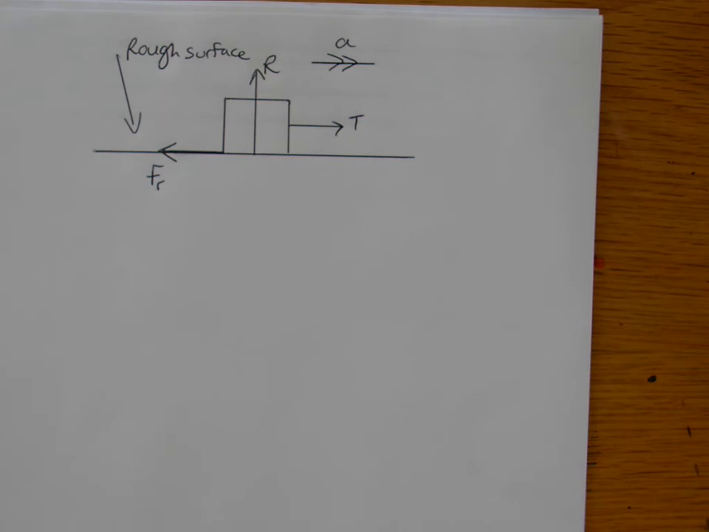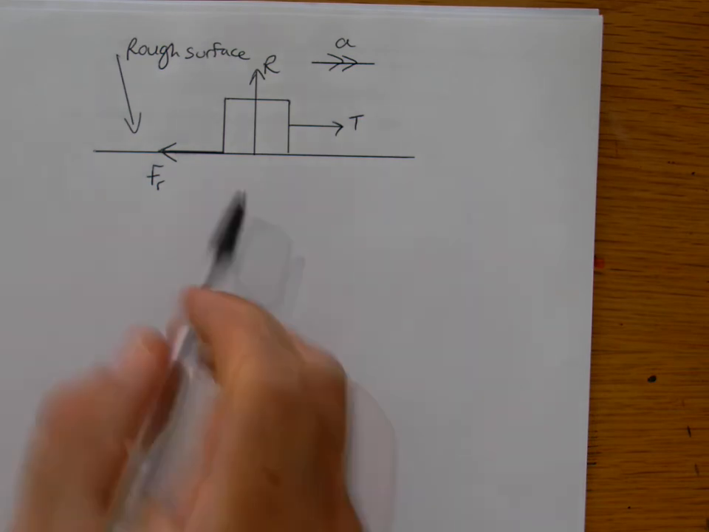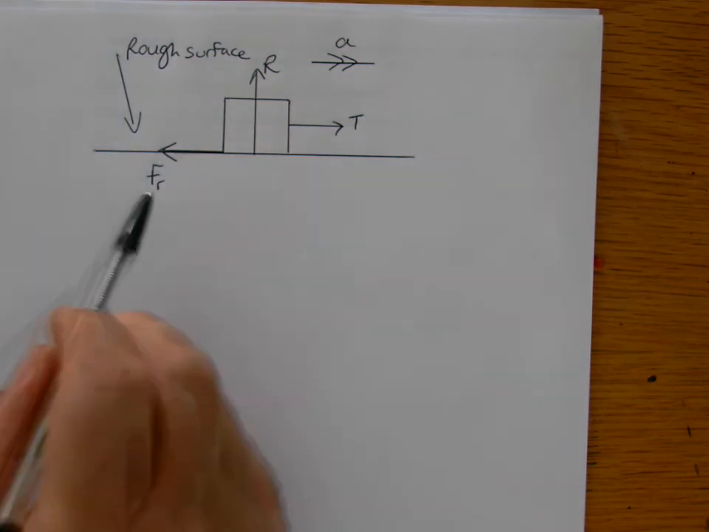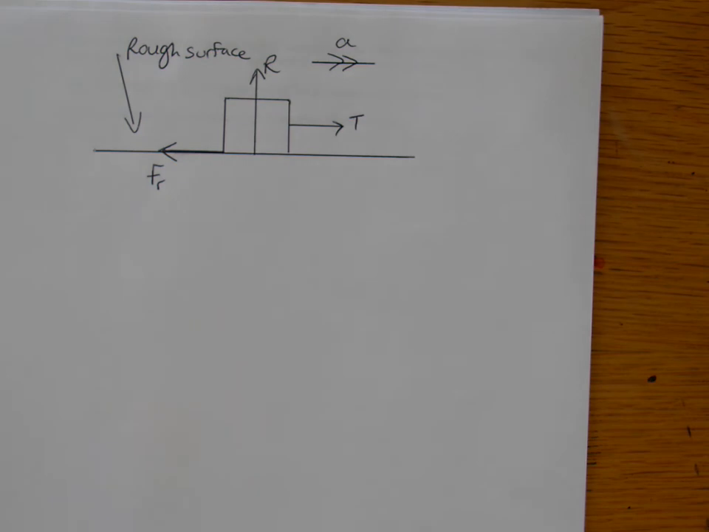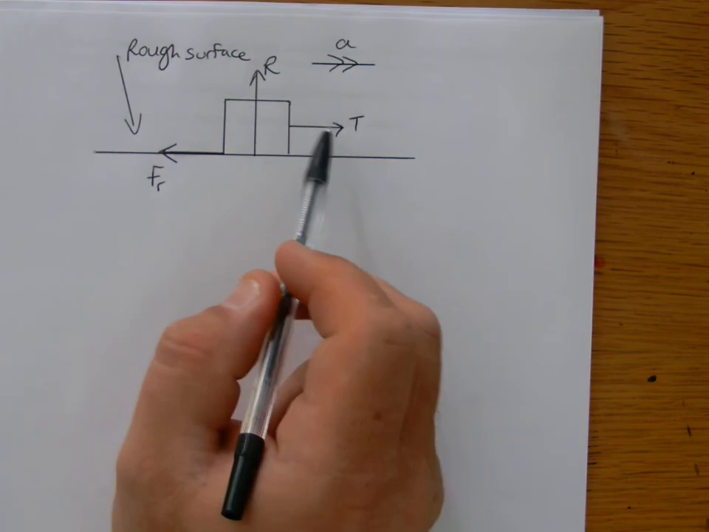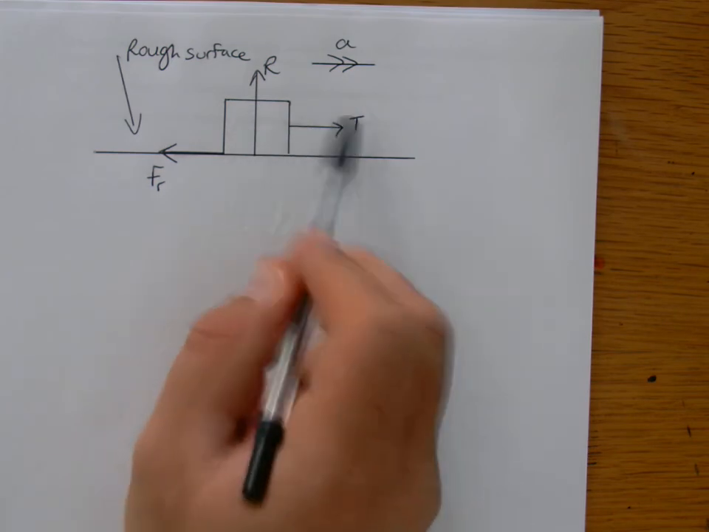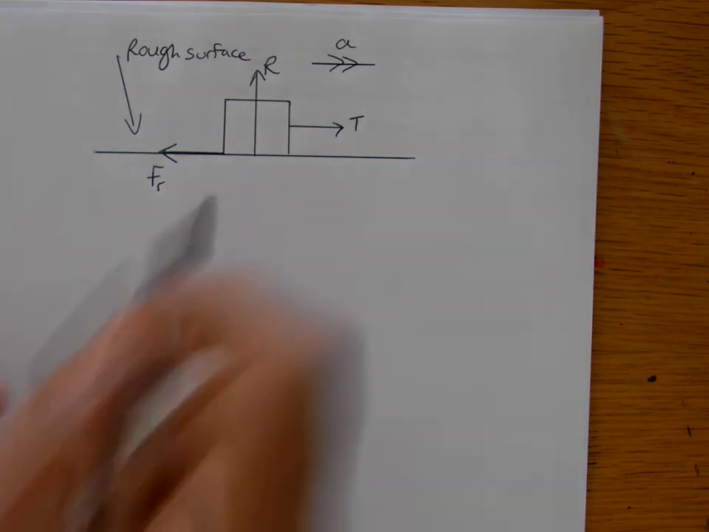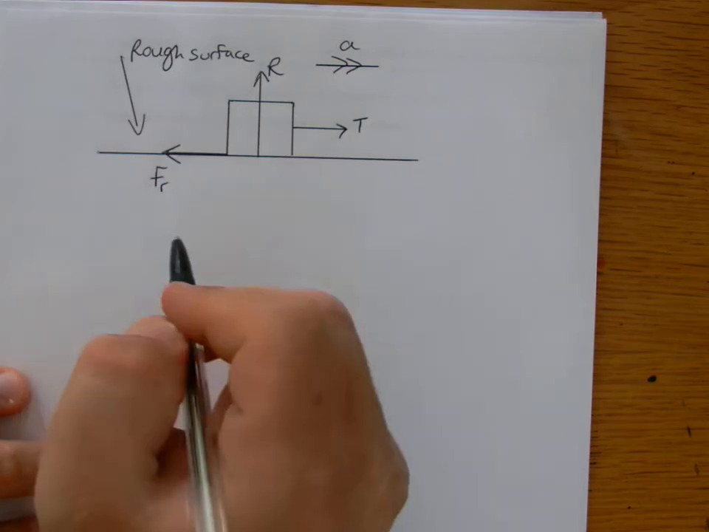But there will come a point when, if you pull hard enough, the friction won't be able to hold out anymore. So we need to be able to give a value to friction, and what we're often interested in is the maximum it can be, the most it can do. Then, if we want this object to move, the tension needs to match it and become more than it. So how do we calculate the value of friction?